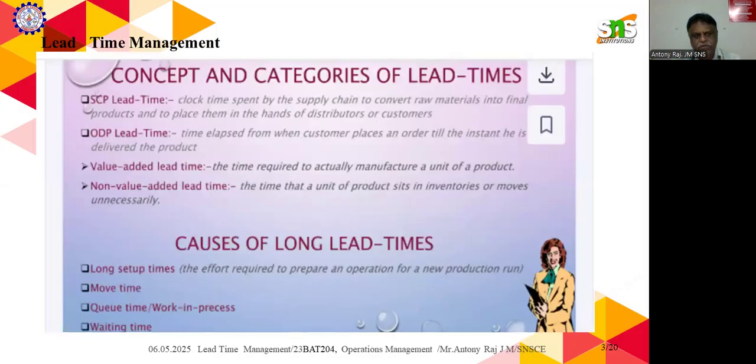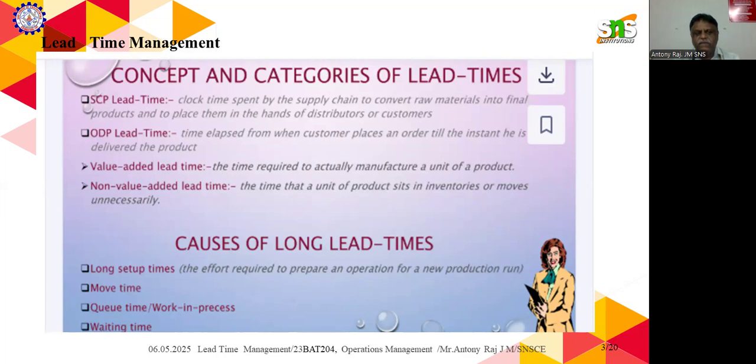Some more concepts with respect to the lead time categories. When you talk about SCP lead time, SCP is the abbreviation for supply chain, from raw material to final product. So what we mean is the overall time taken for the conversion of the raw material into the final product, which includes reaching the hands of the customers or distributors. So you can see that it covers the entire cycle.